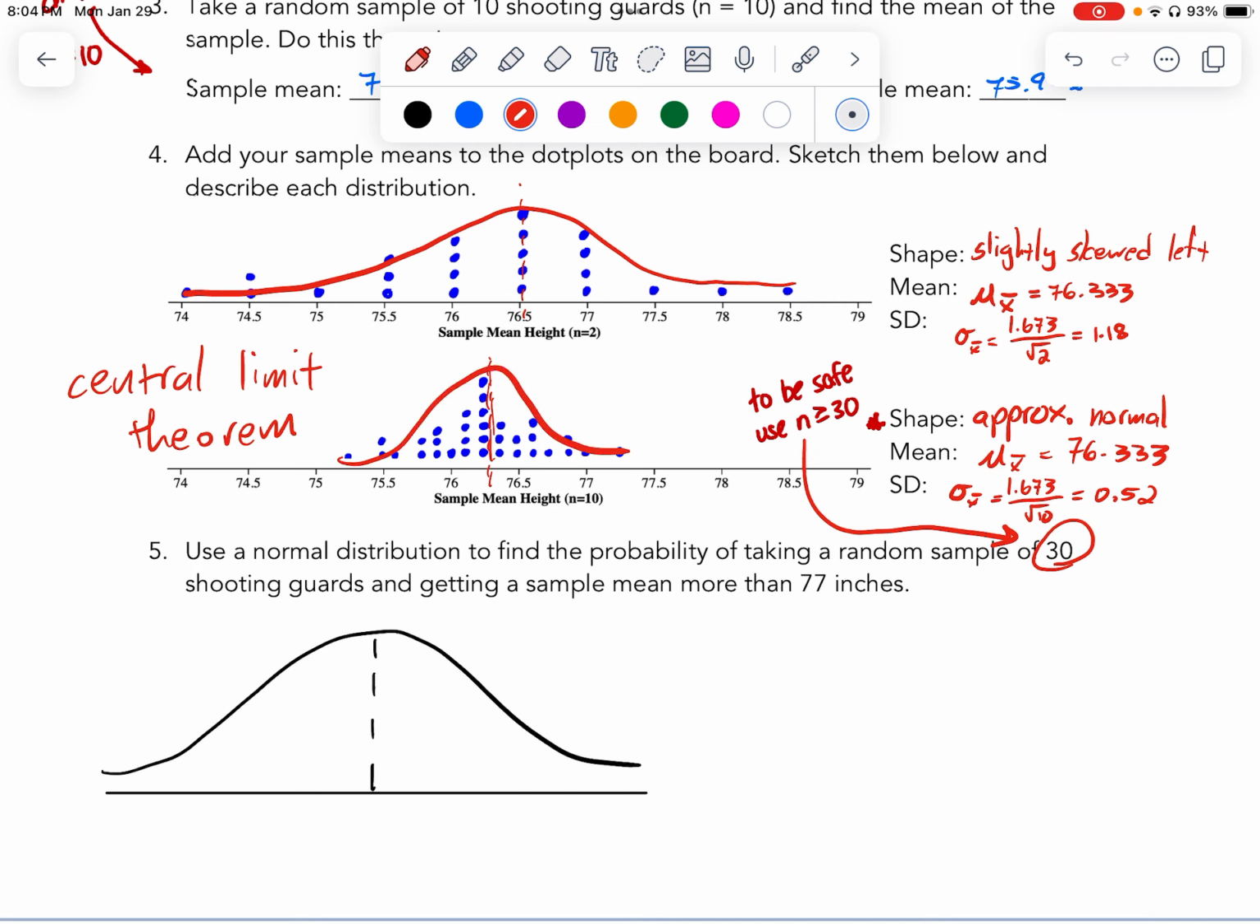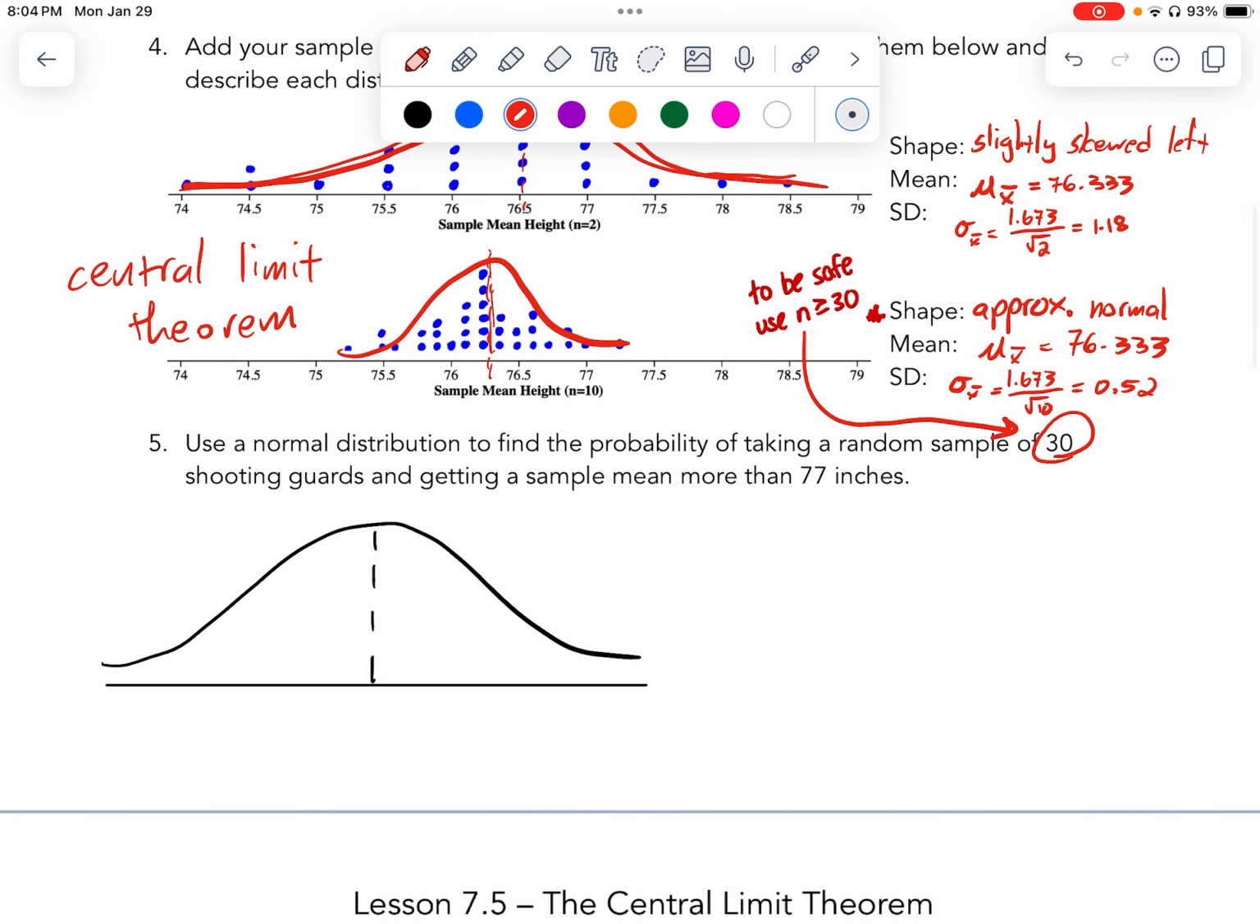You saw all this right away. Look at this curve. This curve is not as spread out as the curve above it, okay? All right, now sorry, back to number 5. So now my sample's 30. What's the probability I add up all 30 shooting guards' heights, divide by 30, and I get a mean more than 77?